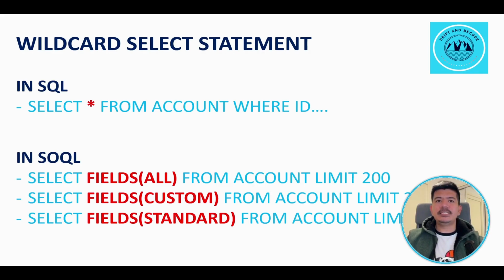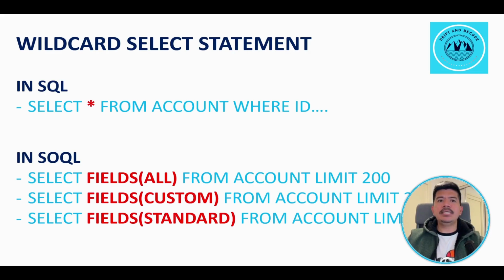The second option is select fields custom from account limit 200. So fields custom will only be retrieving the custom fields from that object. For example, if you have created trading name, alternative name on your account object, these custom fields will be shown on your fields custom SOQL results.